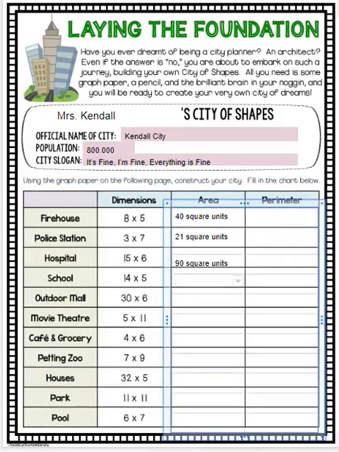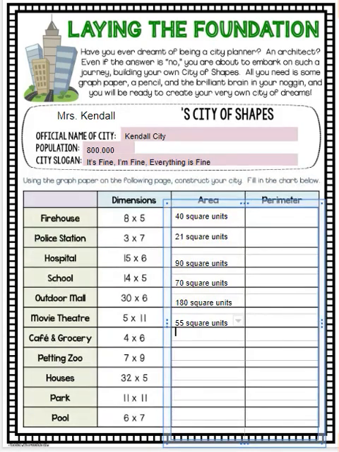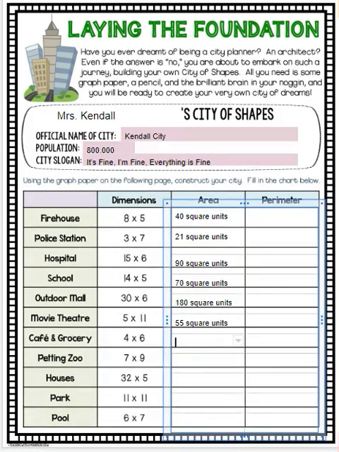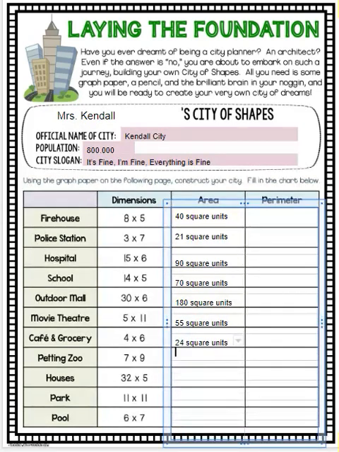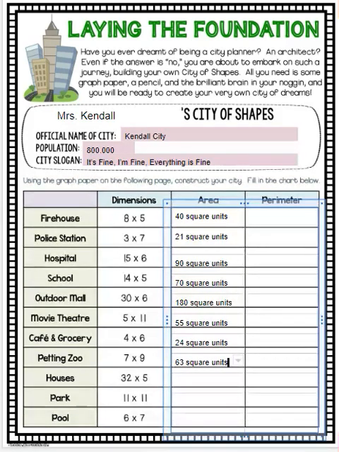Then I'm going to do 14 times 5 for the school, which is 70 square units. Then I have the outdoor mall, which is 30 times 6, which is 180 square units. Then 5 times 11, which is 55 square units. 4 times 6 is 24 square units for the cafe and grocery store. For the petting zoo, it's 7 times 9, which is 63 square units.